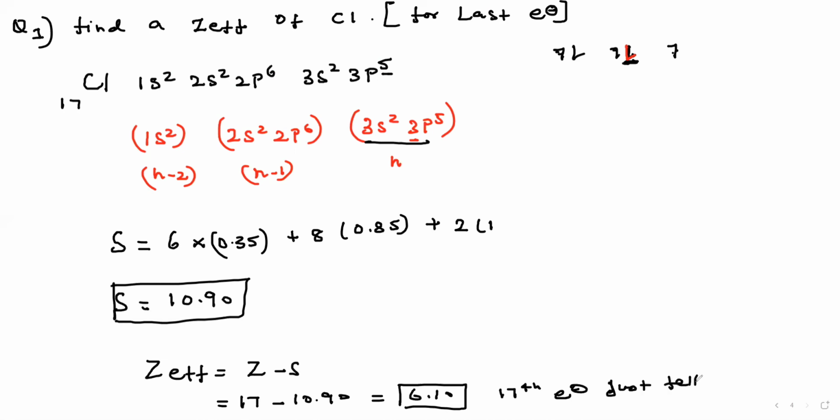6.10 is the Z effective, yes or no? Okay, this is the way you are going to find out the Z effective value. Very simple, right? First, write the configuration and arrange it in Slater's manner, and look at which electron they will ask. Then apply the values, you get the answer.